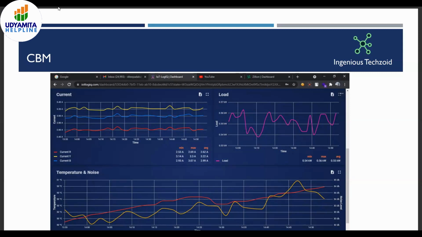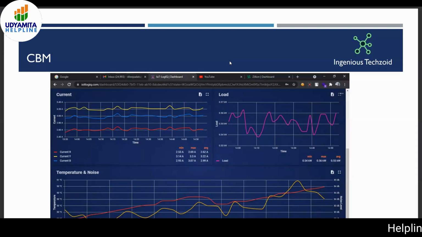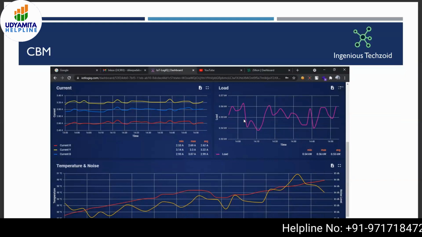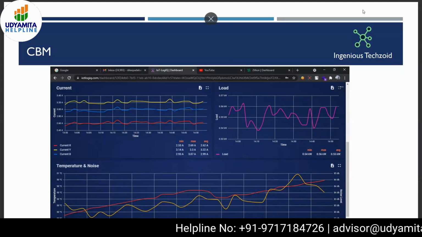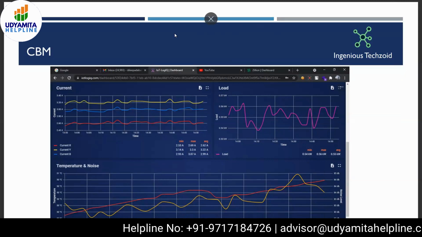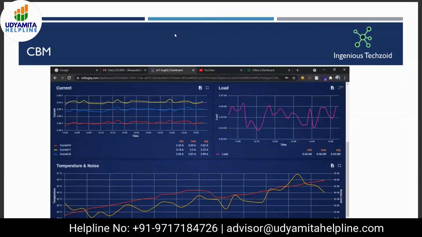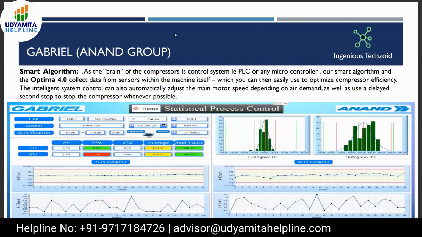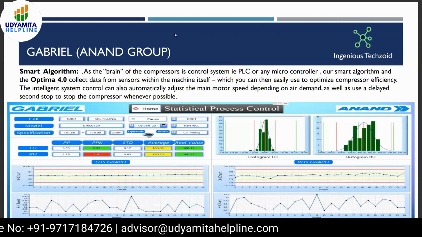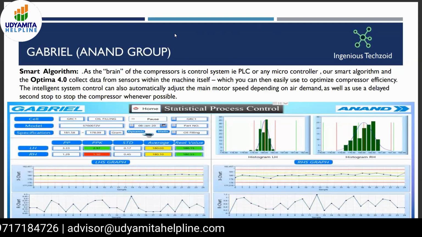How many machines can be monitored? Okay, so I will go ahead. Based on CBM, you can also predict the failures of all the machines. Not only this, we also do smart manufacturing in statistical process control.